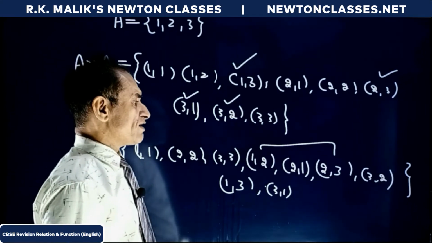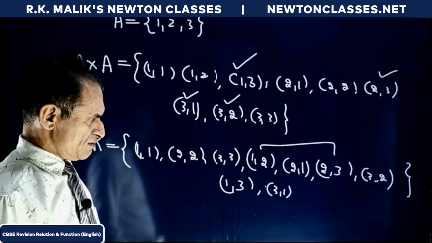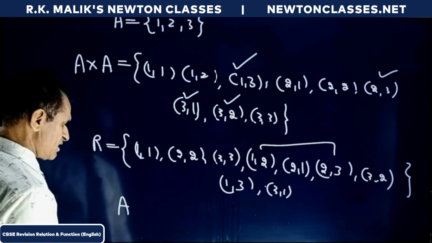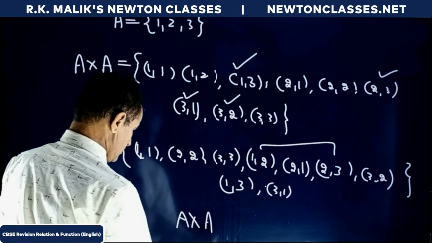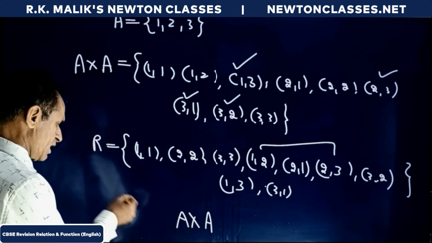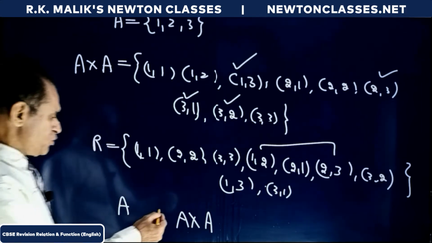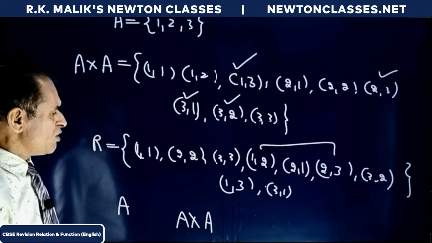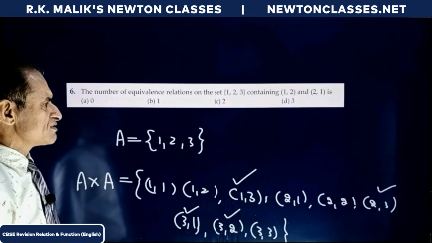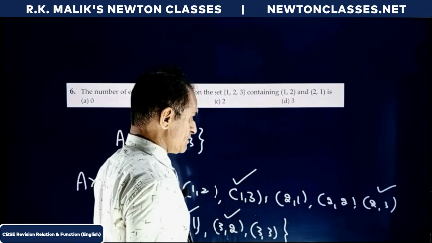And now it is not required to check the satisfaction of the transitive property, because if A is any set, then the relation A cross A, note that A cross A is also a relation defined on A, is called the universal relation. And the universal relation is always an equivalence relation. Hence we have got three possible equivalence relations in which (1,2) and (2,1) are present.